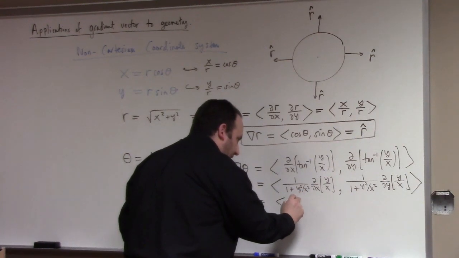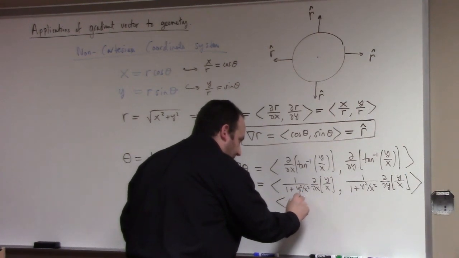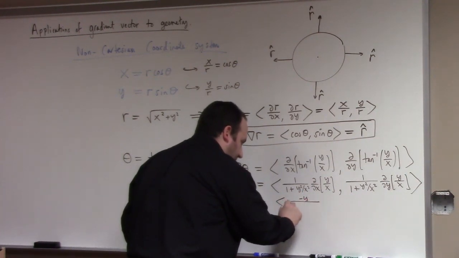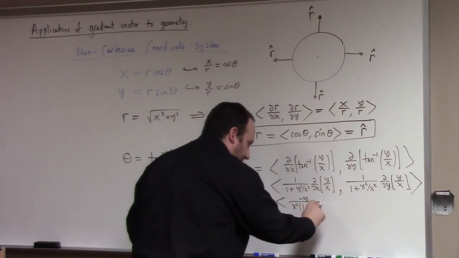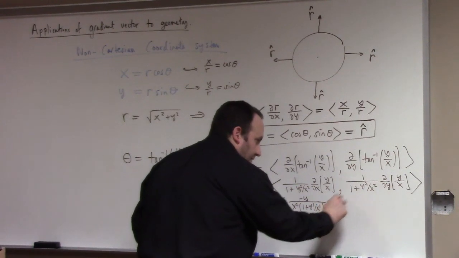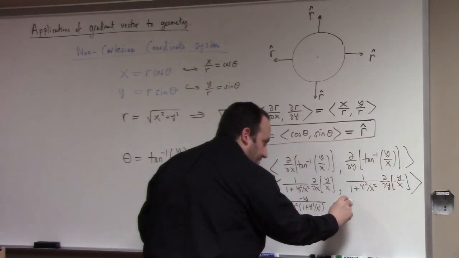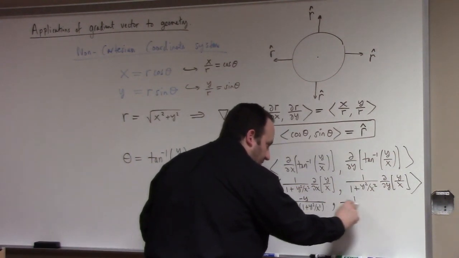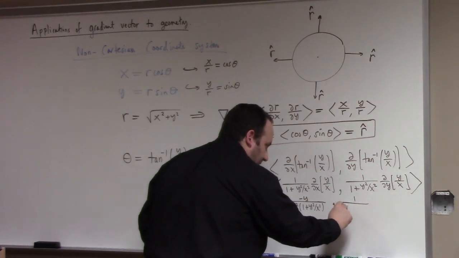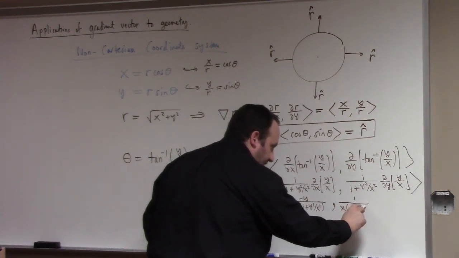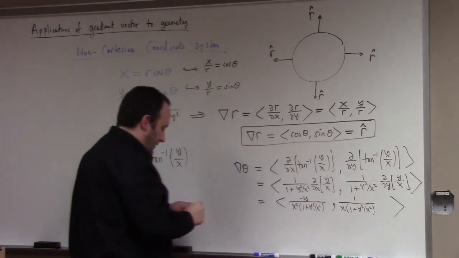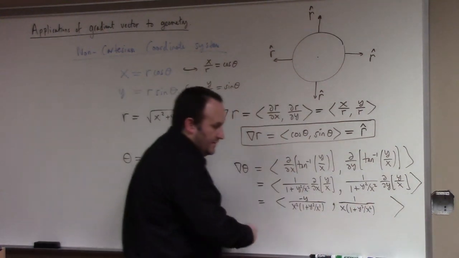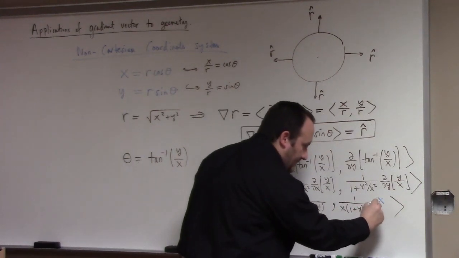So we got what? We got minus y over x squared times 1 plus y squared over x squared, comma. And here we get 1 over x times 1 plus y squared over x squared, right? So what you got to do here is use your imagination, multiply this one by x over x.